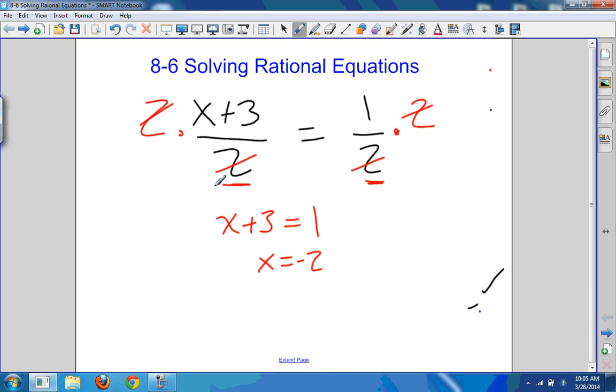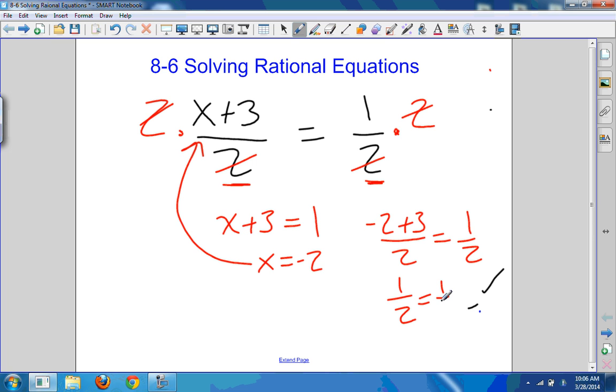So if we have the same denominator in the equation, we can just get rid of the denominator. We can multiply by it, and it will disappear, and we're just left with the numerator. So that's going to be our key today, finding these common denominators and getting rid of them. So if I want to, I can check this equation also. Negative 2 plus 3 over 2 equals 1 over 2. If I plug in negative 2 into that equation, and we know negative 2 plus 3 is 1, so 1/2 equals 1/2. And that is correct.